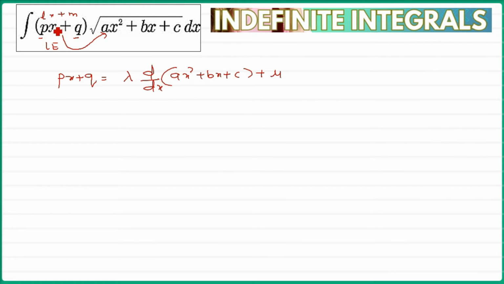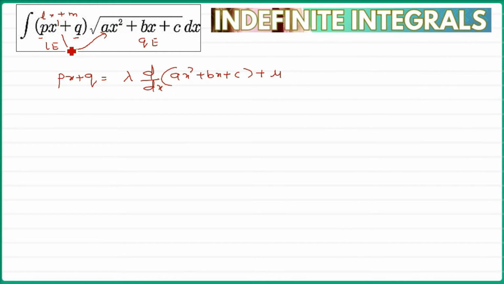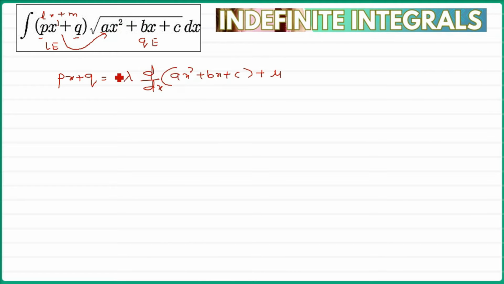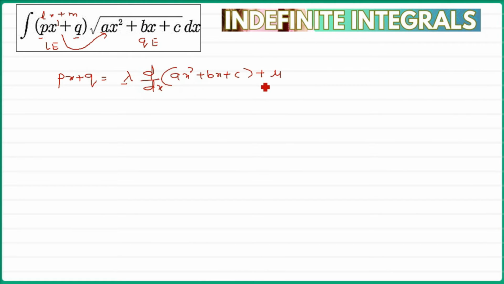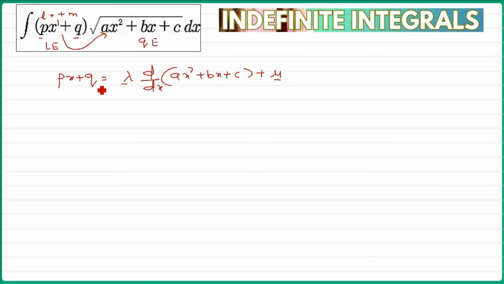Again, the first thing, px plus q is a linear expression because the order is 1. X has power 1. Inside the root we have a quadratic expression. The power of x is 2, order is 2. So the linear expression is represented in the form of differentiation of the quadratic expression. Now what will be the next step? We need to find out lambda and mu.